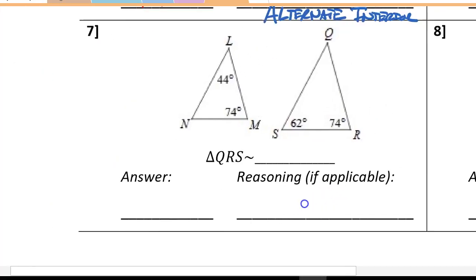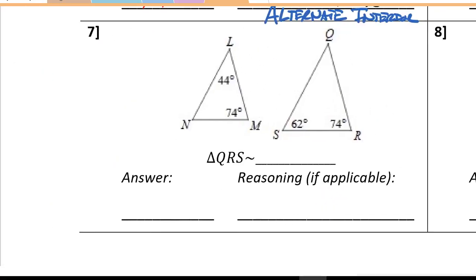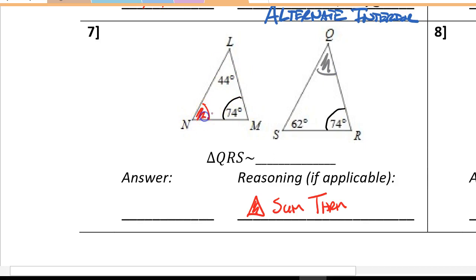Next problem, number 7. We see that we are given two angles. However, we only have one congruent angle here. 74 is congruent to 74. 44 does not match up with 62. However, I should be able to figure out my missing angle in both triangles via the triangle sum property, which states that all three angles in a triangle must add up to 180 degrees.